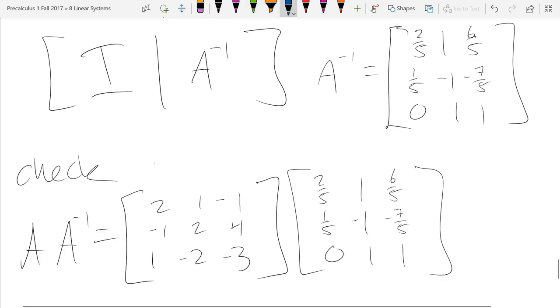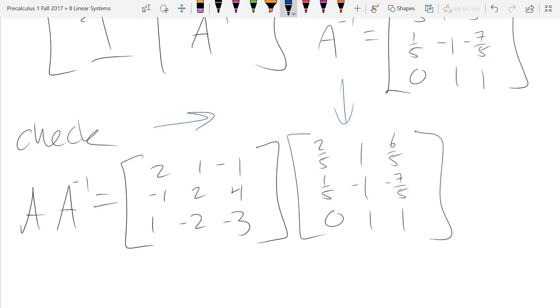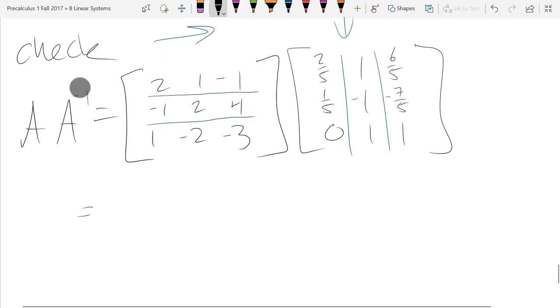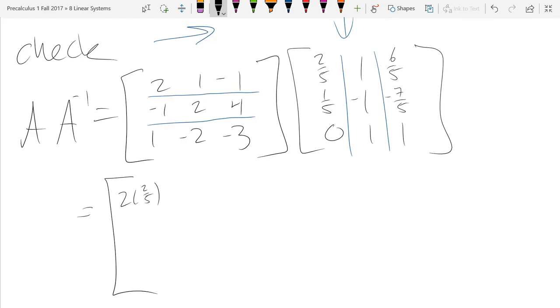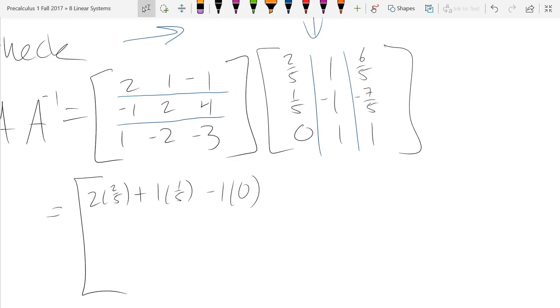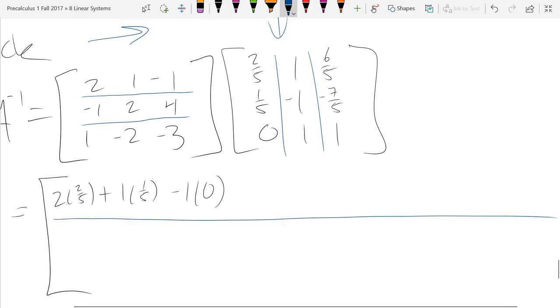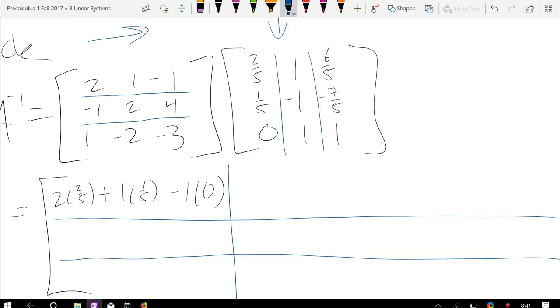And we're multiplying, so we're going across and then down. So we now have three rows and three columns. I will do the first entry: 2 times 2/5 plus 1 times 1/5 minus 1 times 0. That's the upper left entry. This matrix is going to be quite wide. It might be a good time to put a grid out here because these entries are going to be really wide.